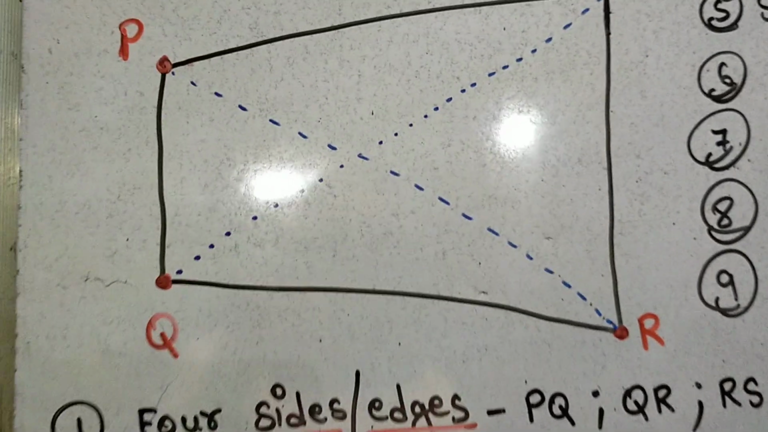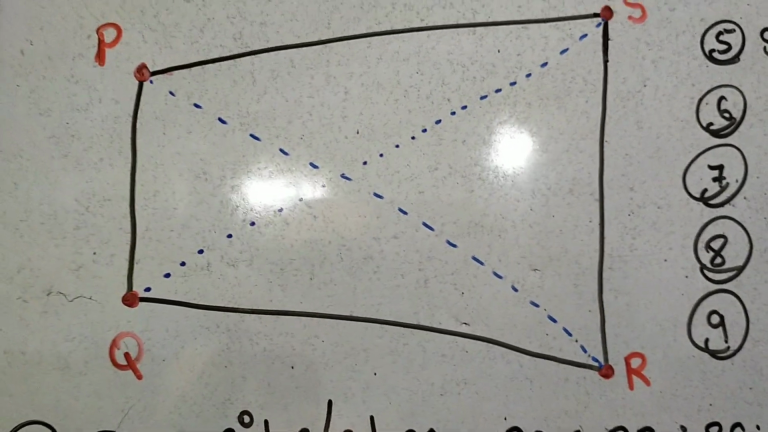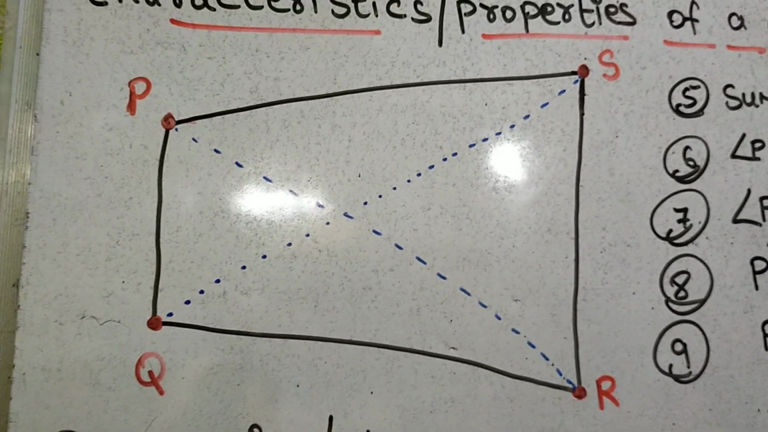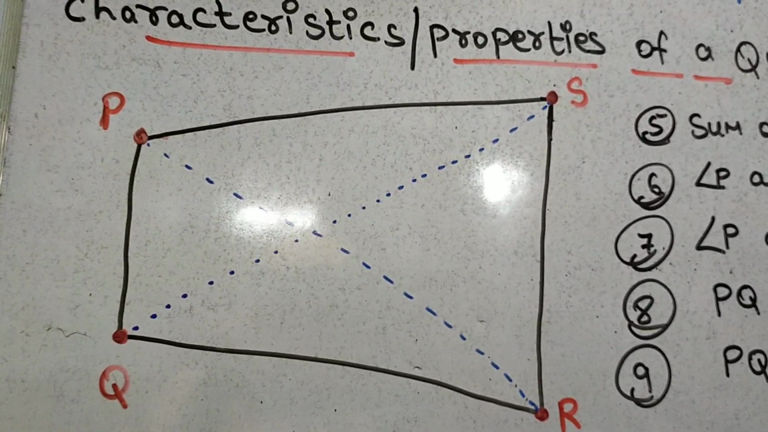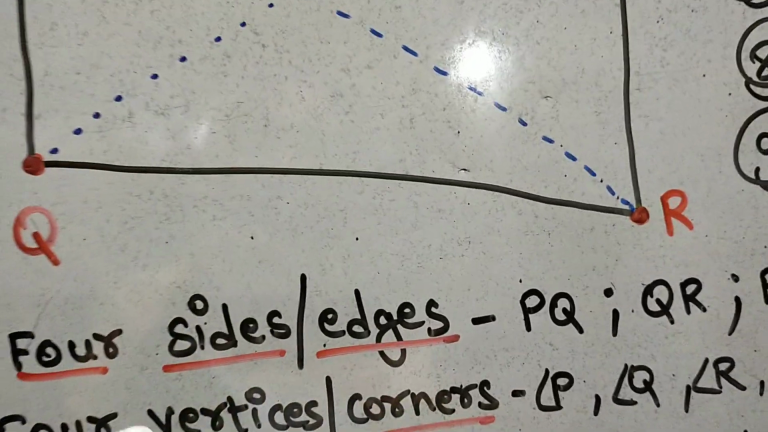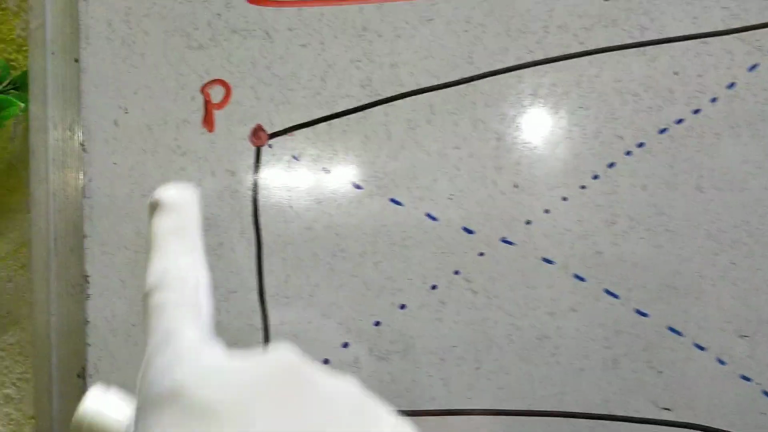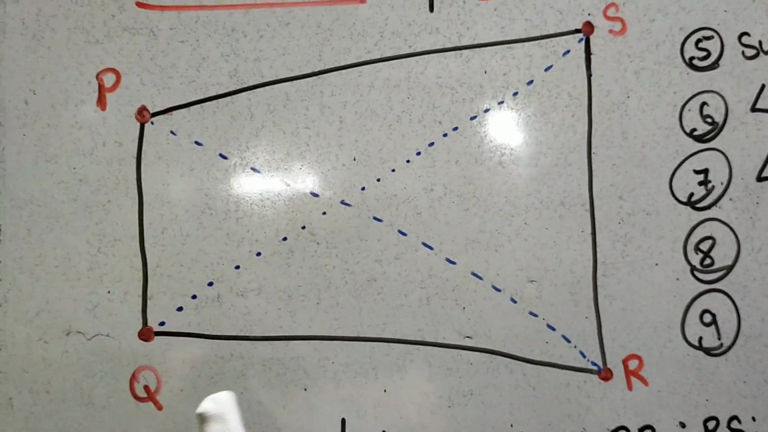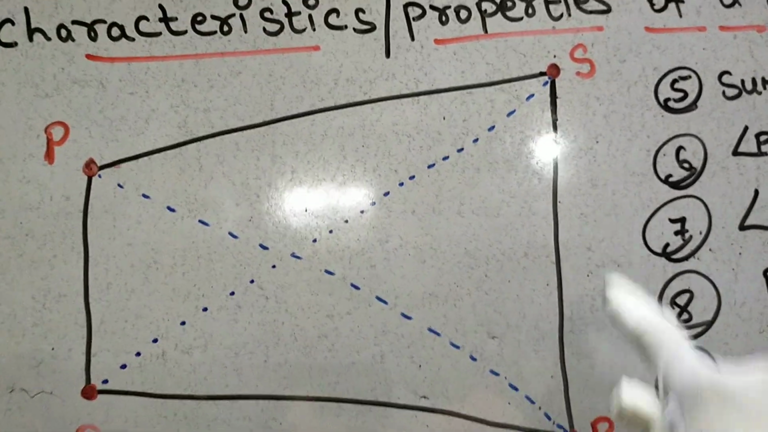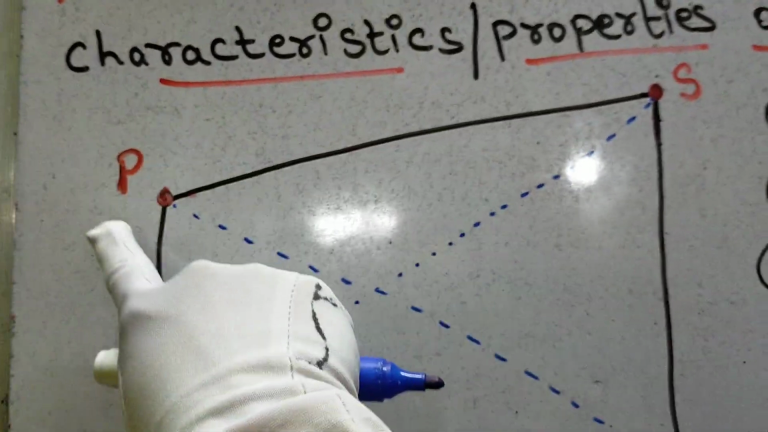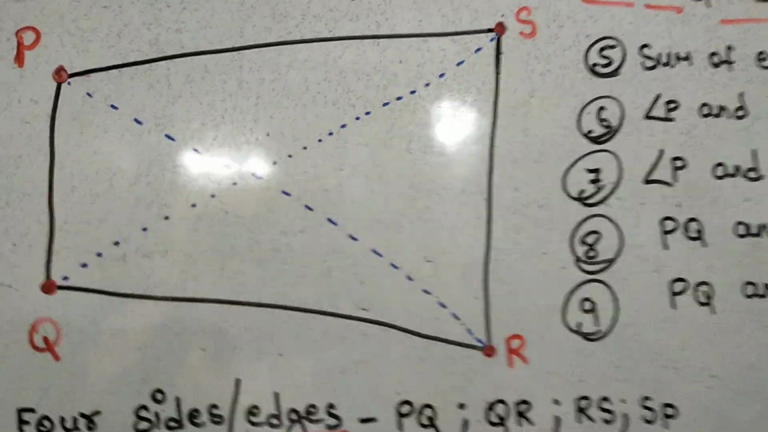First, a quadrilateral has 4 sides or edges. PQ is one side, QR one side, RS one side, SP one side. Did you understand? So a quadrilateral has how many sides? 4 sides. AB, BC, CD, DA, whatever. The letters don't matter, but it has 4 sides or edges.